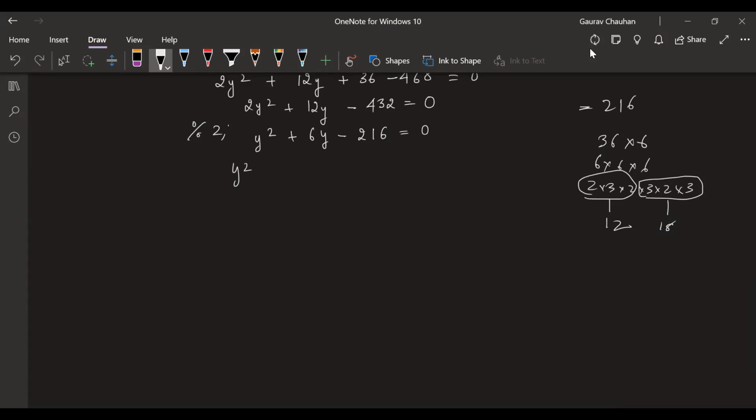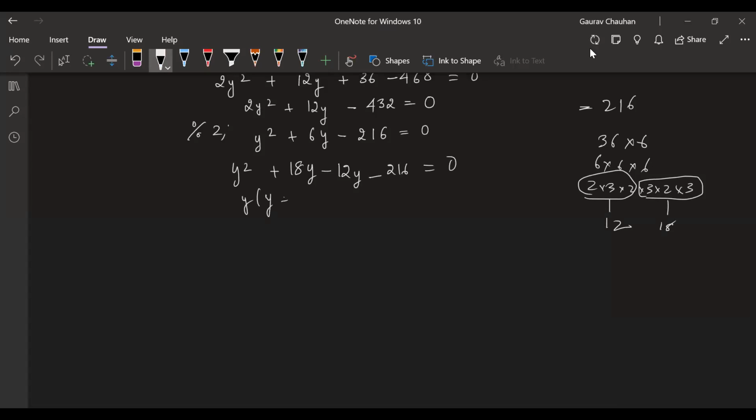So I have y square plus 18y minus 12y. Why am I taking plus 18 and minus 12? Because when I multiply, it will become minus. And when I add these two, the absolute values will be subtracted and I'll get plus 6. Okay. So that's my logic behind taking this kind of split. Minus 216 is equal to 0.